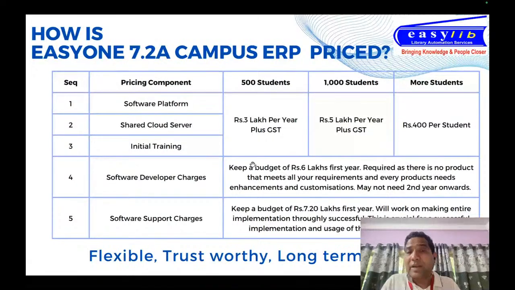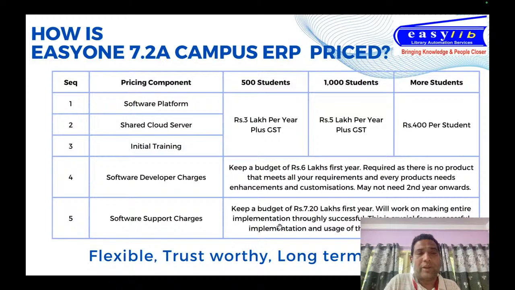However, in the campus ERP, pretty much there is no chance there is a perfect product. So what you want to do is you need to invest an additional 6 lakhs per year to get the changes that you want in the software, the enhancements that you require. And in addition to that, software support charges, because in the library there was somebody who had learned the MLISC, but here there is nothing like a master of library science. Everybody is learning new, so there is a handholding required.